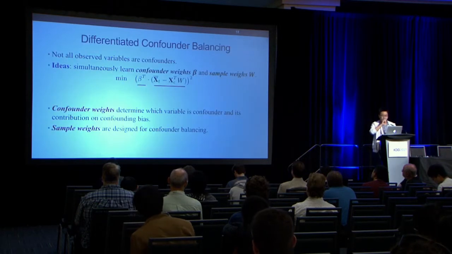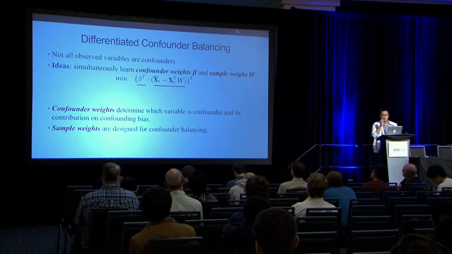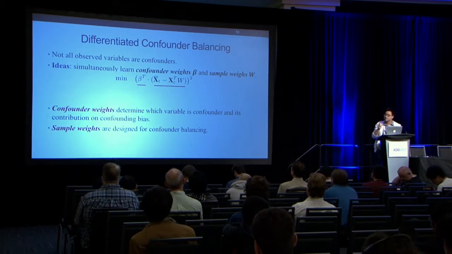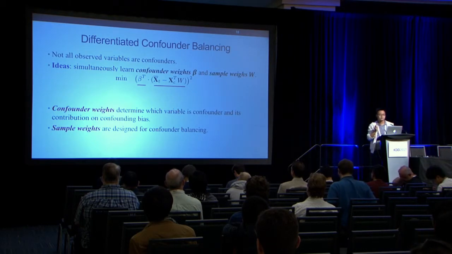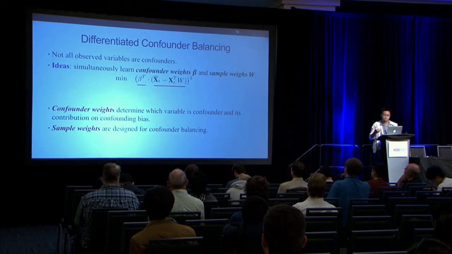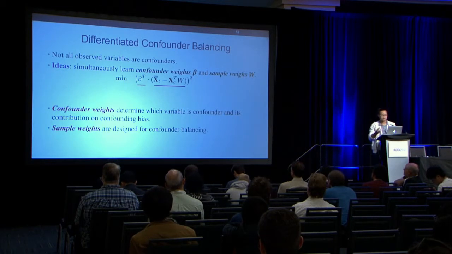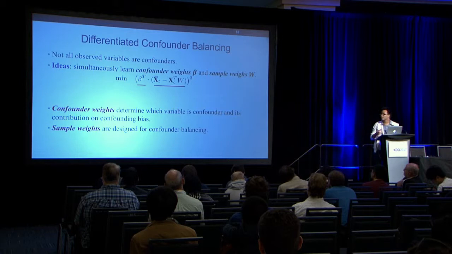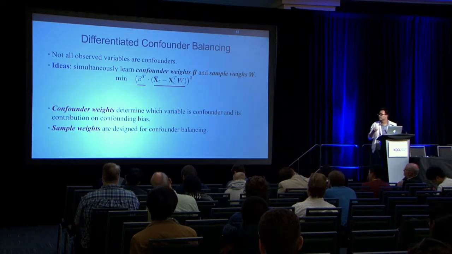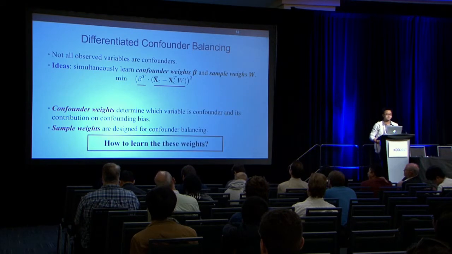Considering that not all the observed variables are confounders, we proposed a differentiated confounder balancing algorithm by simultaneously learning the confounder weights beta and the sample weight W. The confounder weights beta determine which variable is a confounder and its contribution to the confounding bias in data, and the sample weights are designed for confounder balancing. So the question is how to learn these weights.